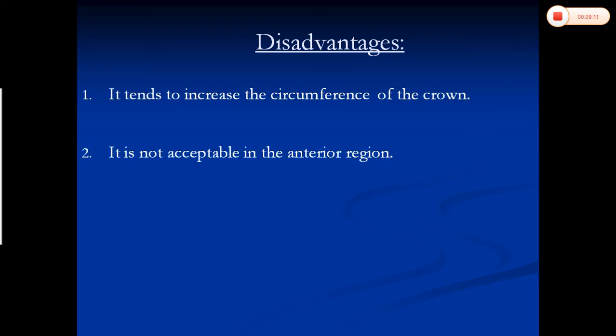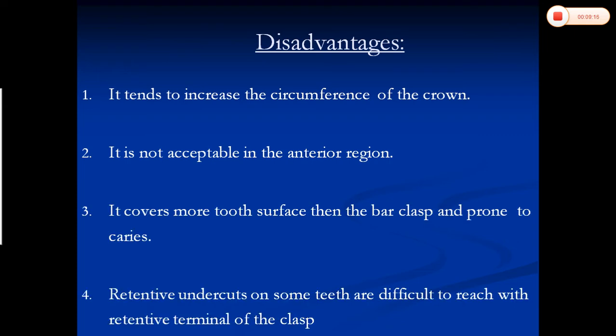So it tends to increase the circumference of the tooth, and it is not acceptable in the anterior region. If this clasp is given in the anterior region, the metal will be seen outside, so aesthetically the patient will face a problem. And it covers more tooth surface than the bar clasp form and is prone to caries. As it covers more tooth surface, hygiene maintenance will be difficult for the patient. Also, retentive undercuts on some teeth are difficult to reach with the terminal of the clasp. Sometimes an occlusally approaching clasp is difficult to give in some undercuts.